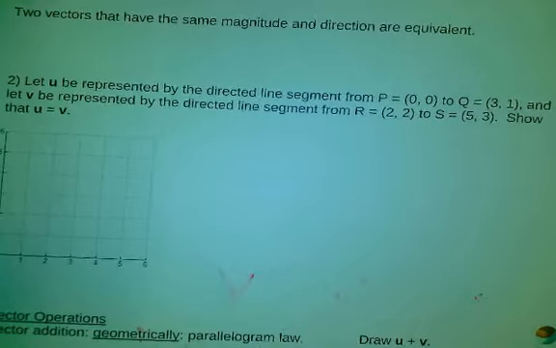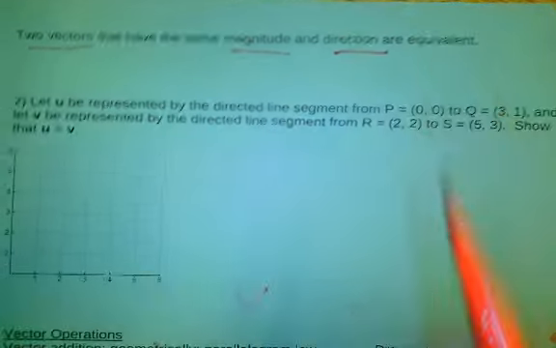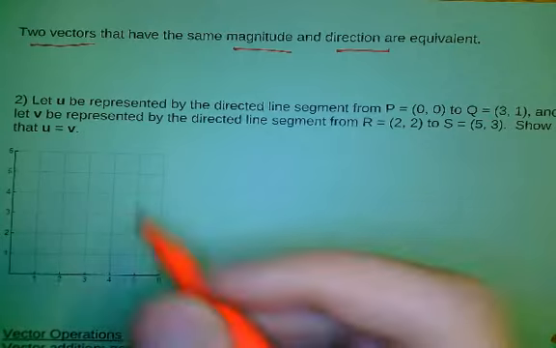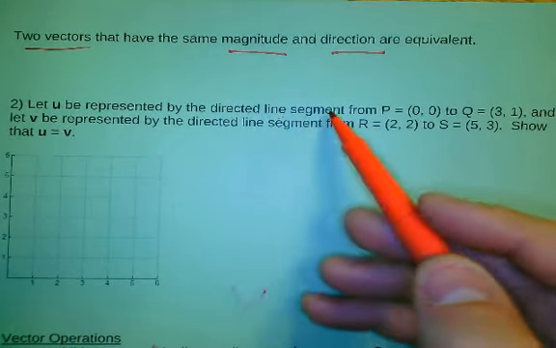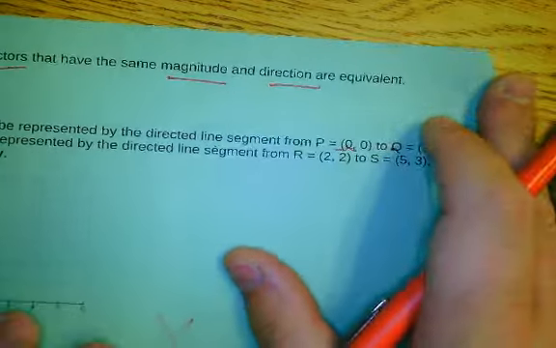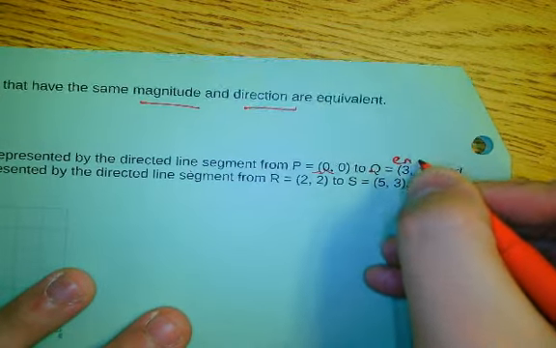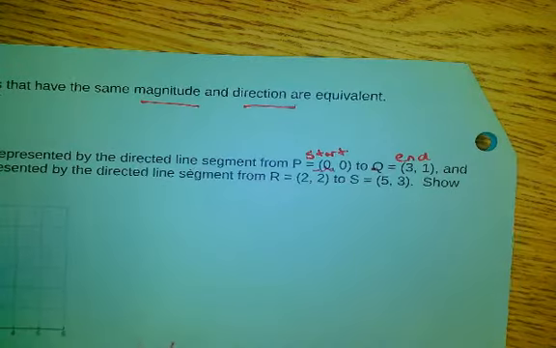Okay, so we're practicing this again. Right up here, it just says 2 vectors that have the same magnitude and direction are equal. They might start in a different spot, but they are equal. Okay? So let U be represented by the directed line segment P to Q. So which one's the ending one if it's P to Q? So Q is the end. P is the start.